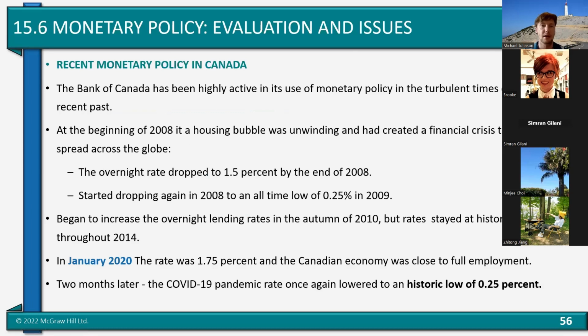And then recent monetary policy in Canada. The Bank of Canada has been highly active in its use of monetary policy in the turbulent times of the recent past. At the beginning of 2008, a housing bubble was unwinding and had created a financial crisis that spread across the globe. The overnight rate dropped to 1.5% by the end of 2008, started dropping again in 2009 to an all-time low of 0.25%, began to increase in the autumn of 2010, but rates stayed at historic lows throughout 2014. In January 2020, the rate was 1.75%, and the Canadian economy was close to full employment. Two months later, with the COVID-19 pandemic, the rate was once again lowered to the historic low of 0.25%.